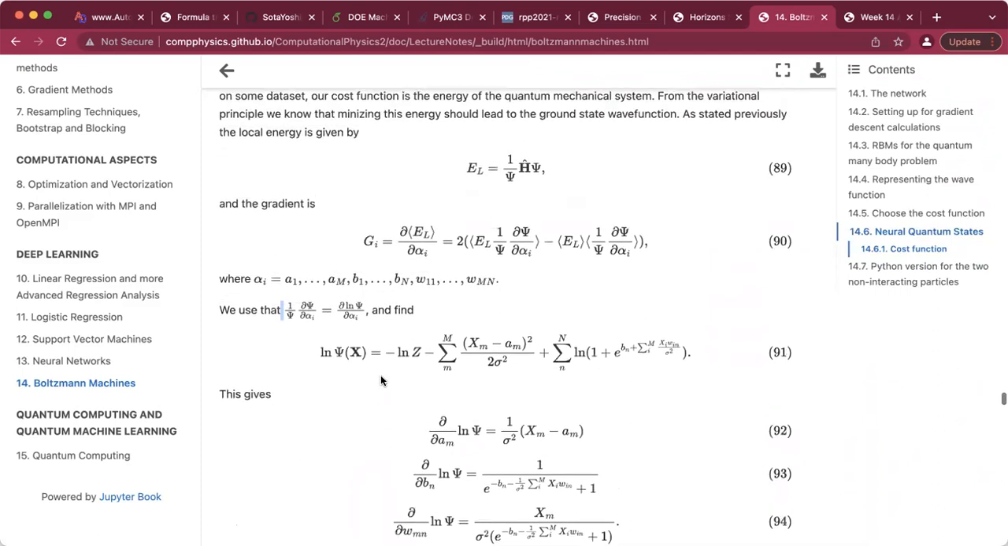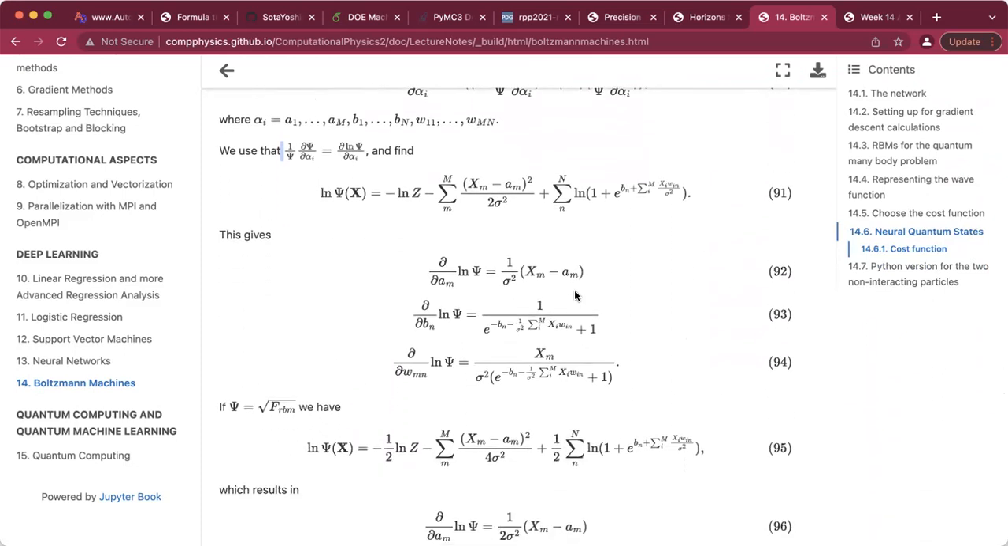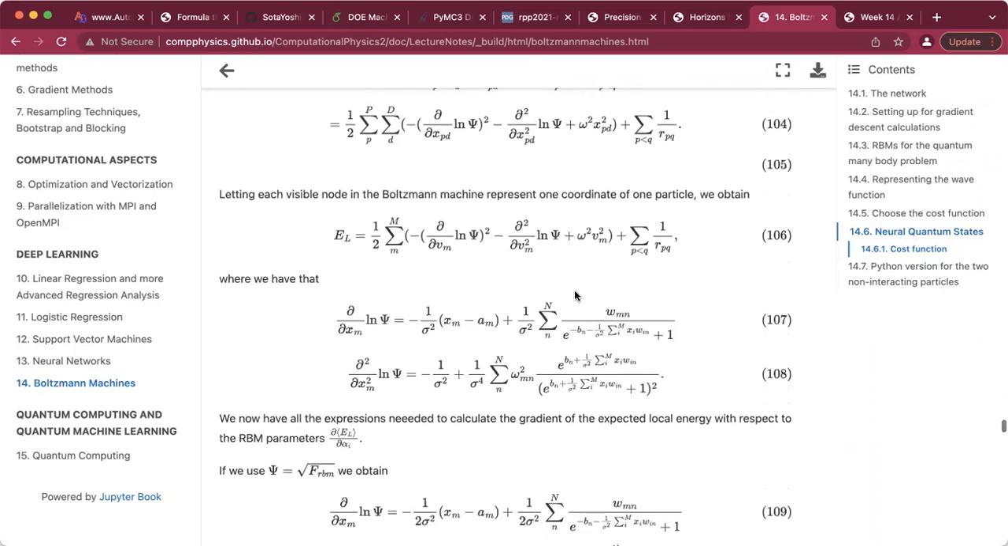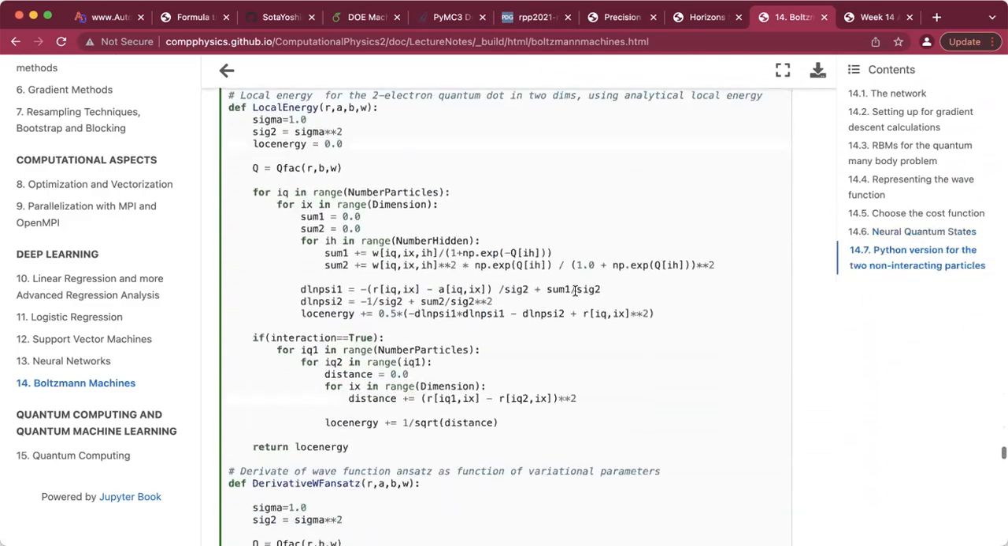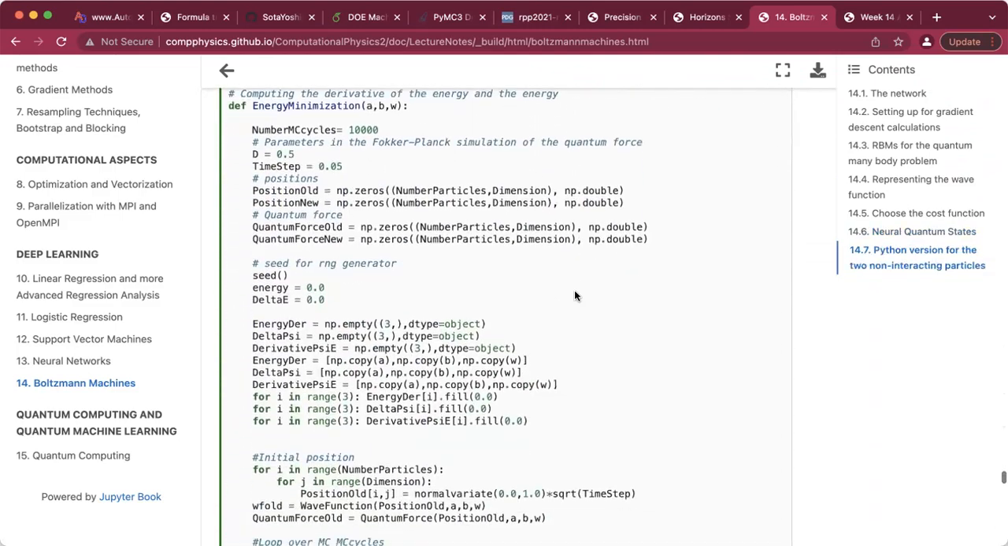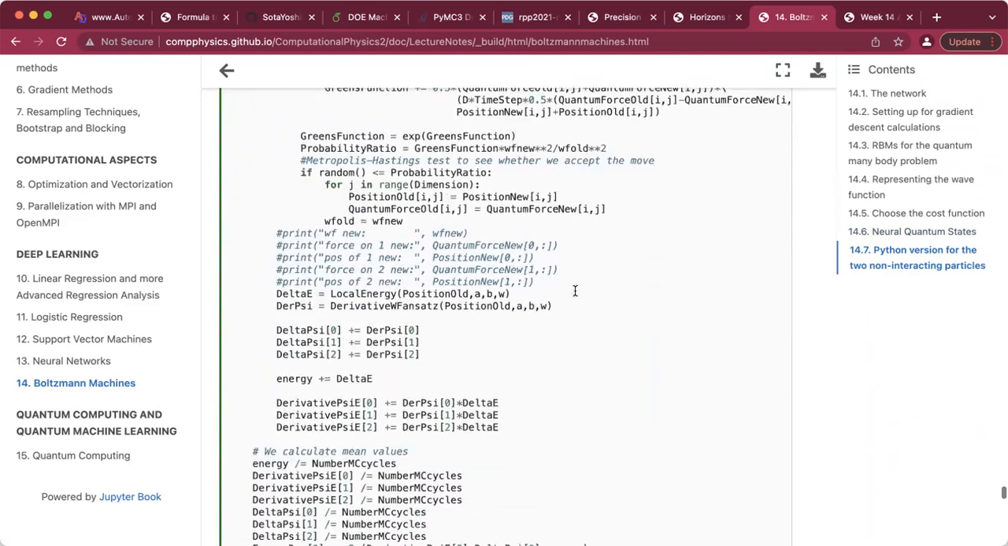So if you go back to the slides, no, to the material we have here, I need to calculate this same quantity which we had in project 1, the same integrals, except that now I'm just replacing this trial wave function with a Boltzmann machine. And that gives me different expressions for the trial wave function. With that, we can continue as we did before.